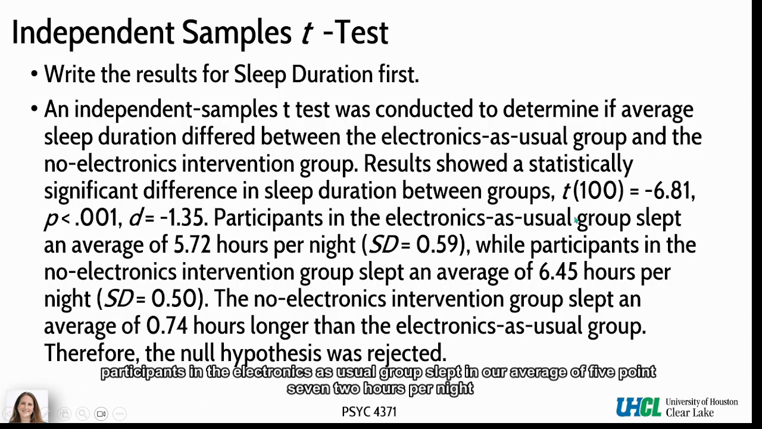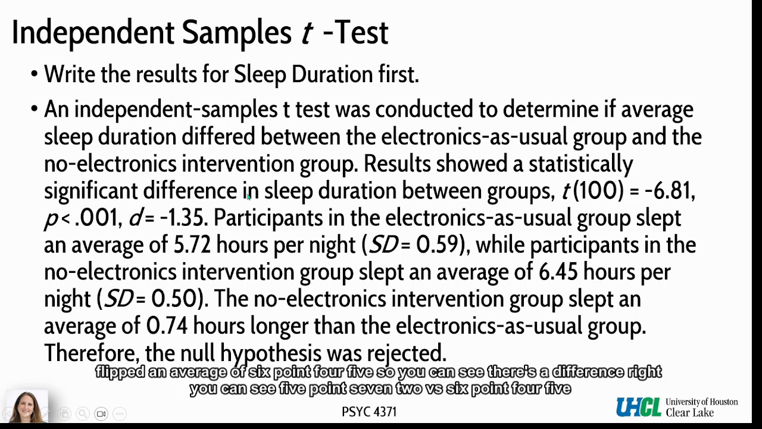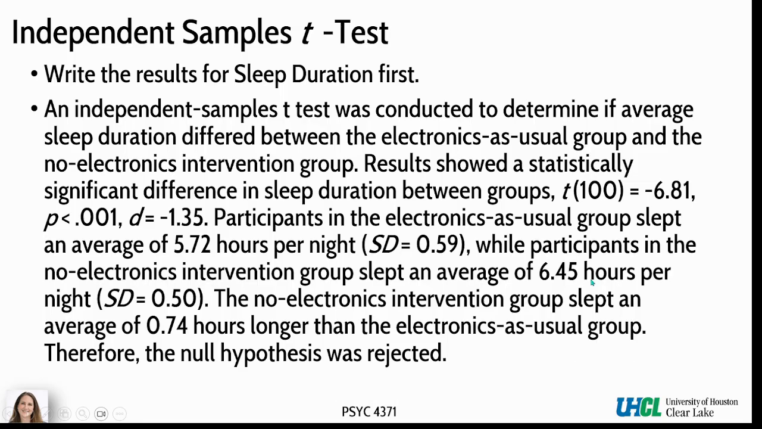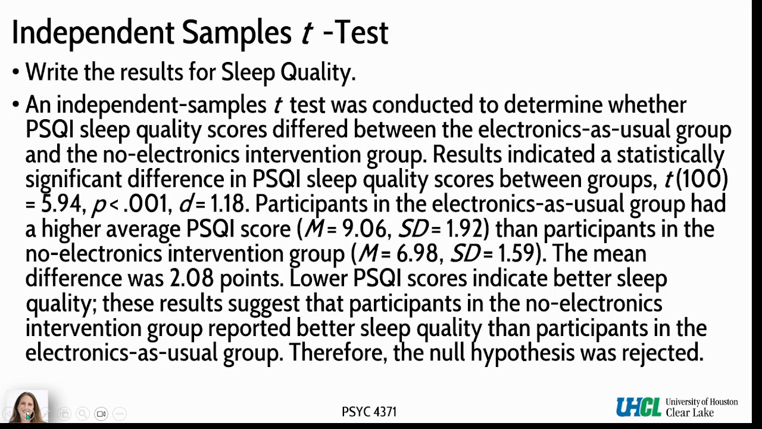Participants in the electronics as usual group slept an average of 5.72 hours per night, and then we report our standard deviation for that mean. It was 0.59. While participants in the no electronics group slept an average of 6.45. So you can see there's a difference, right? You can see 5.72 versus 6.45. It's almost a whole hour. And their standard deviation was 0.50. So the no electronics intervention group slept an average of 0.74 hours longer than the electronics as usual group, and therefore our null hypothesis was rejected.